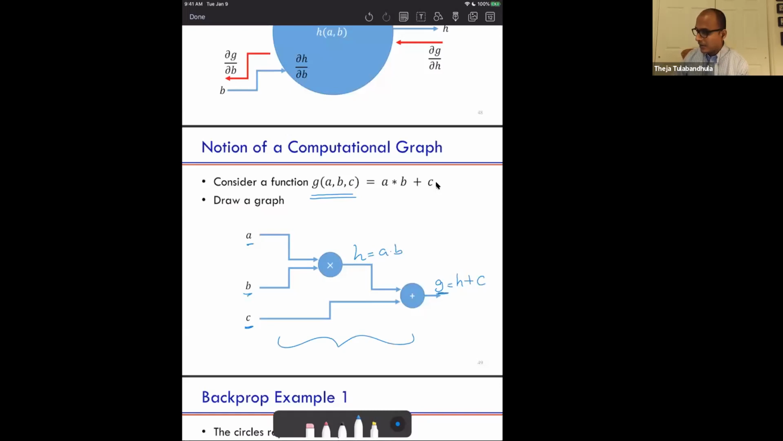Okay, now the question we want to ask is what is the gradient of G with respect to A, gradient of G with respect to B, and with respect to C. Actually, by just looking at the function, you can eyeball what the gradient of G with respect to C is. With respect to C, it's 1. With respect to A, it's going to be B. With respect to B, it's going to be A, whatever the current values are, right?